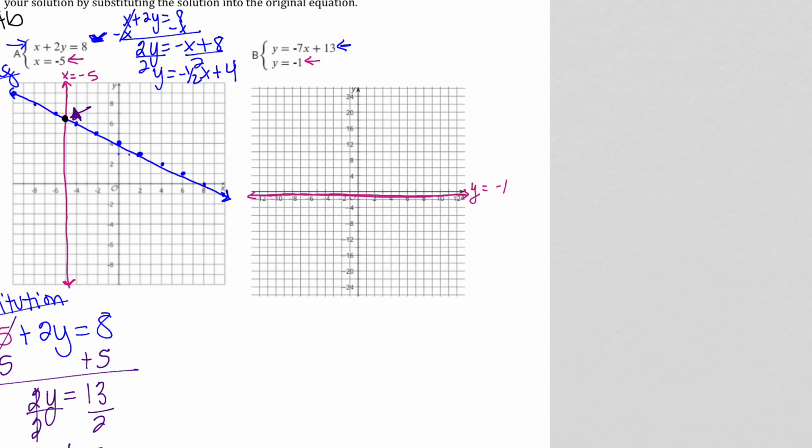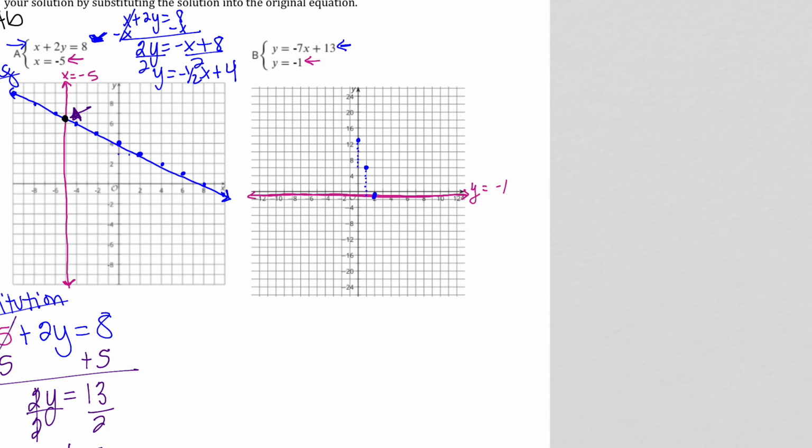So we're going to start at 13 on the y-axis. It's going to be about right there. Then we're going to go down 7. So I'm going to go 1, 2, 3, 4, 5, 6, 7. And then we're going to go to the right 1. Then I'm going to do that one more time. 1, 2, 3, 4, 5, 6, 7, and over 1.